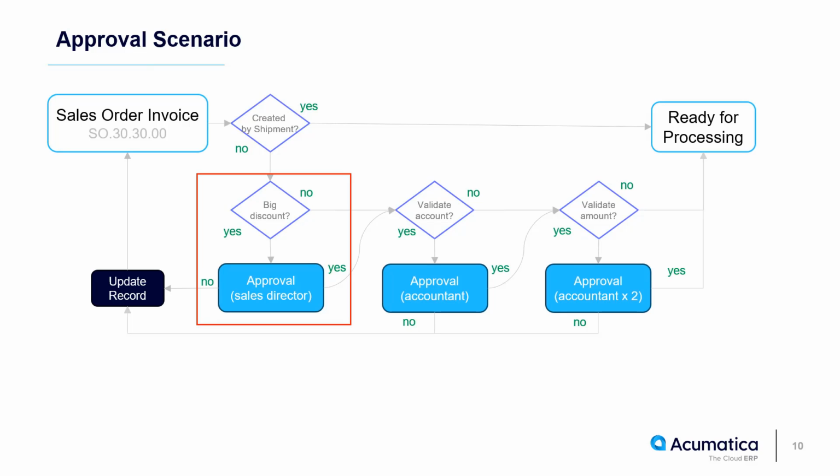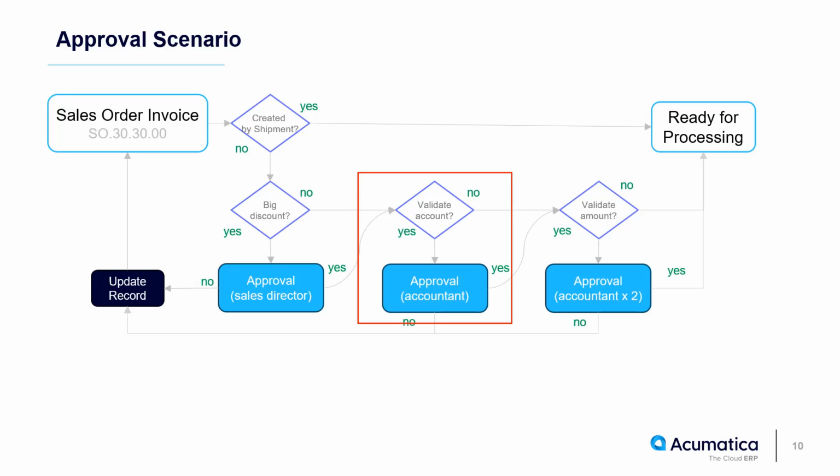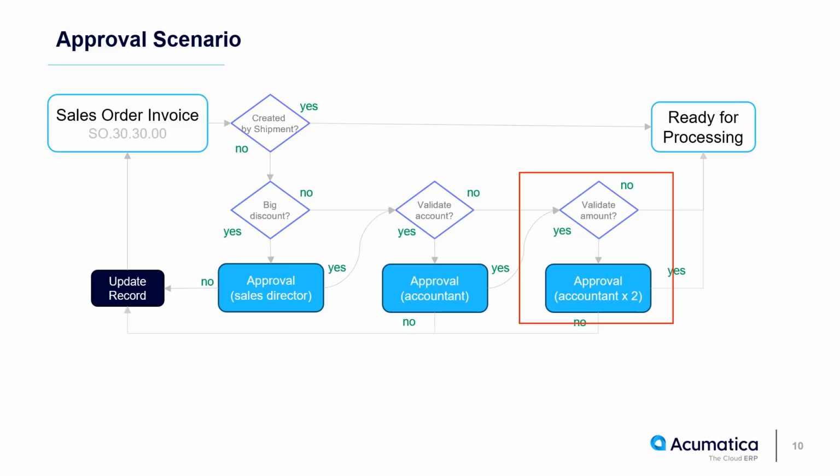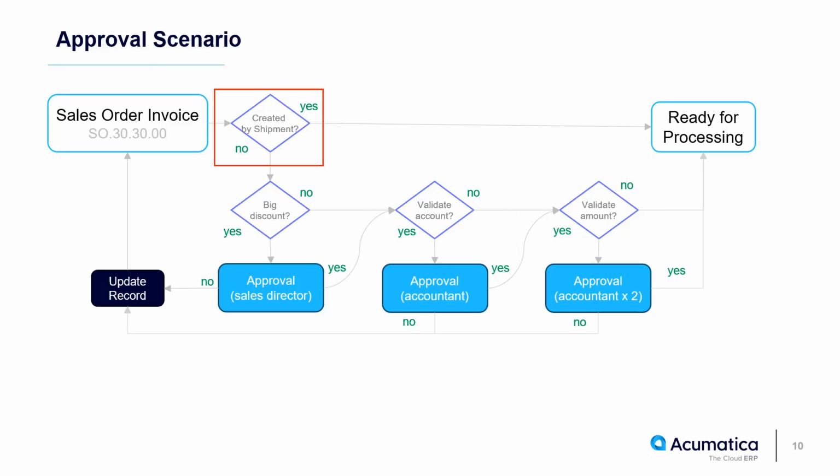I want the sales director to approve big discounts. I want accounting to review non-income accounts. And I want two people to sign off on invoices that are very big. I don't want to hassle approvers to review SO invoices that were generated by sales orders with shipments because the sales orders were already reviewed. This sounds complicated, but it's easy to accomplish with the help of Acumatica and 24R1.